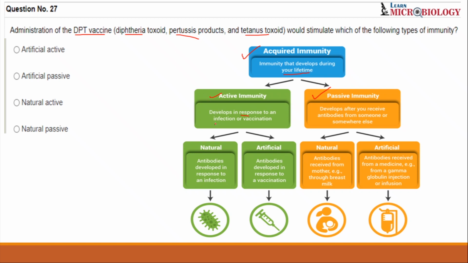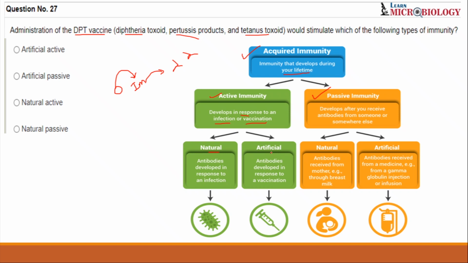Active immunity will develop in response to an infection or vaccination. As we know, when we get infected, a particular bacteria or virus enters our body, which will then be identified by our immune cells, and then they will produce certain factors against them, and that's how we become immune to it. Similarly, a vaccine also works.